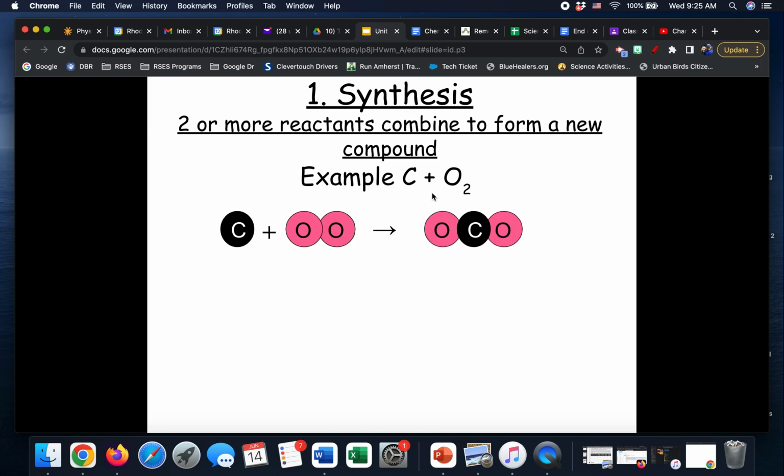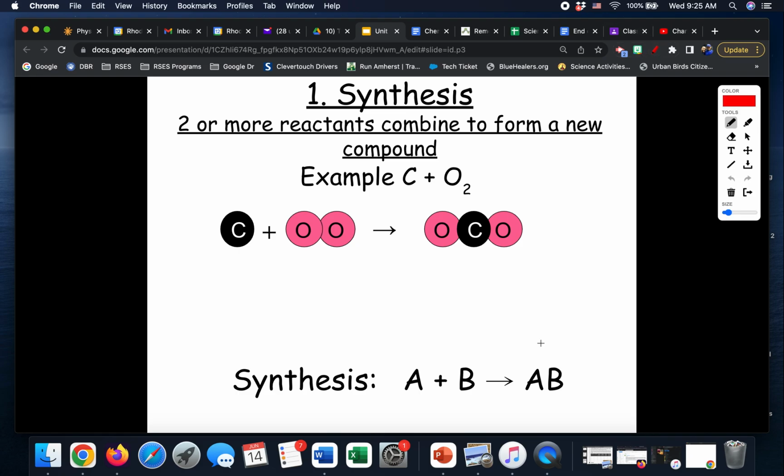So when you start with 2 things and you make 1 thing, you're going to be looking at a synthesis reaction. So the generic equation is A plus B makes AB. In other words, they combined. So in our example up here, this molecule would be A, this would be B, and they're stuck together, so that's AB. Synthesis, start with 2 things, you make 1. That's the key to identifying synthesis reactions.